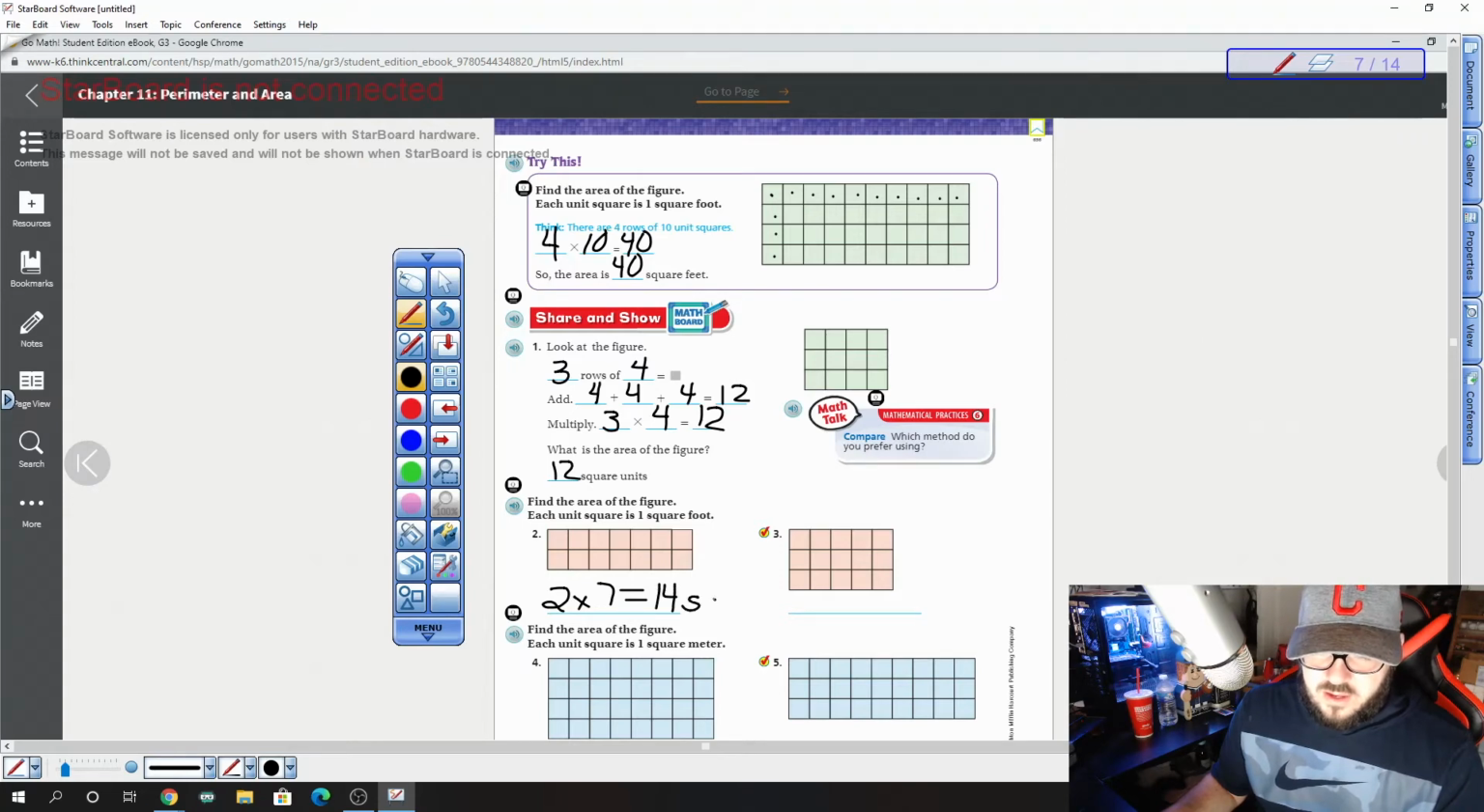Square. And there's an abbreviation for square. That's good to know. You'll learn it as you get older too. But square can be written as SQ. And since we're talking about feet, we can write feet like this. Okay?